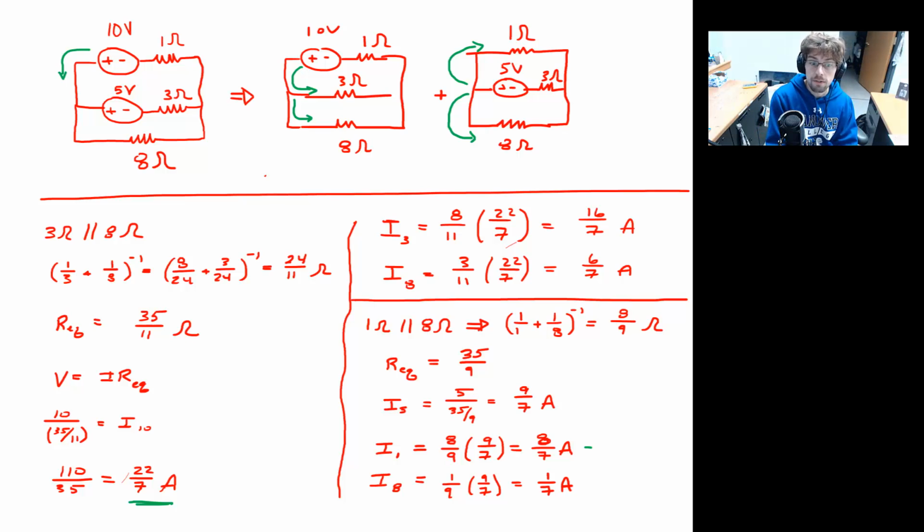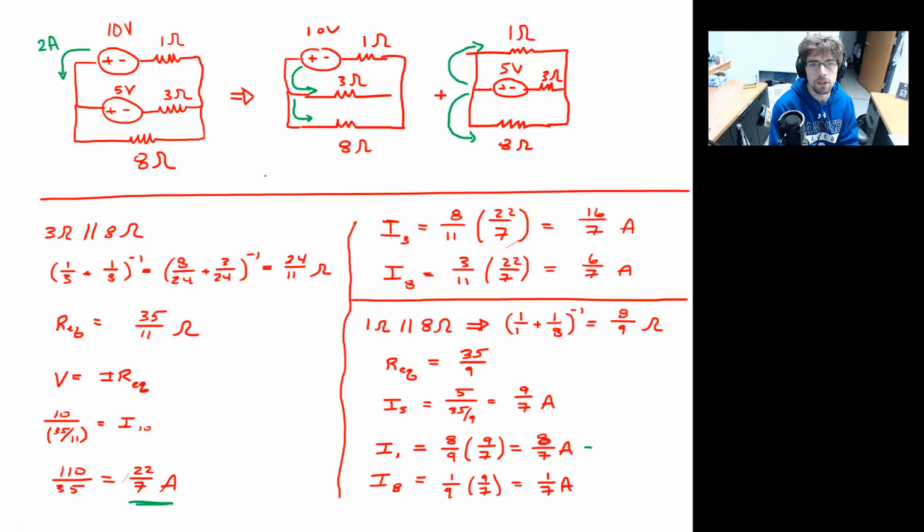Well, the difference of those two is 22 minus 8, 14. And 14 divided by 7 is 2. So at the end of the day, we get 2 amps here. I've written this in the upper hand corner.